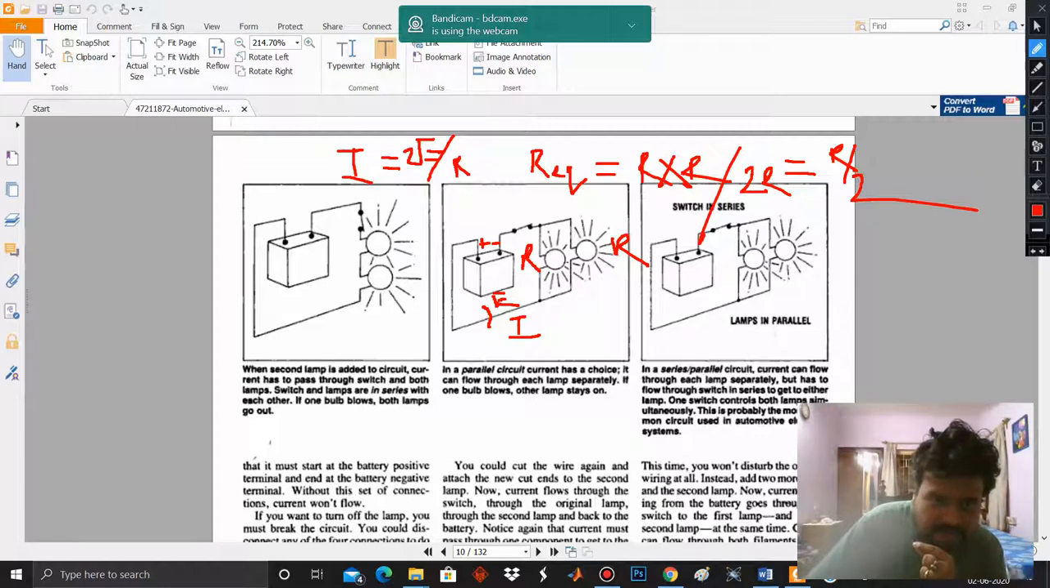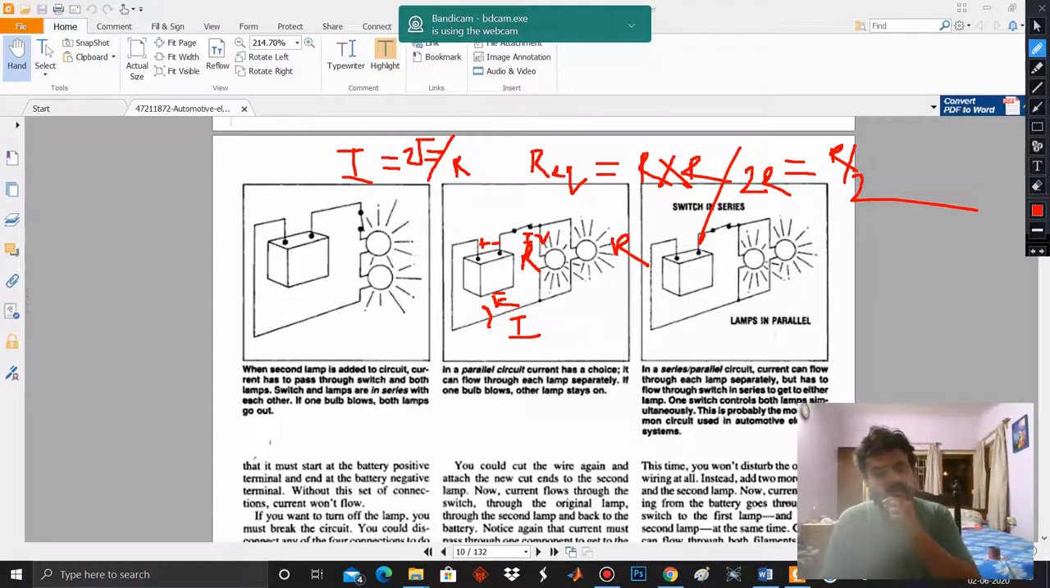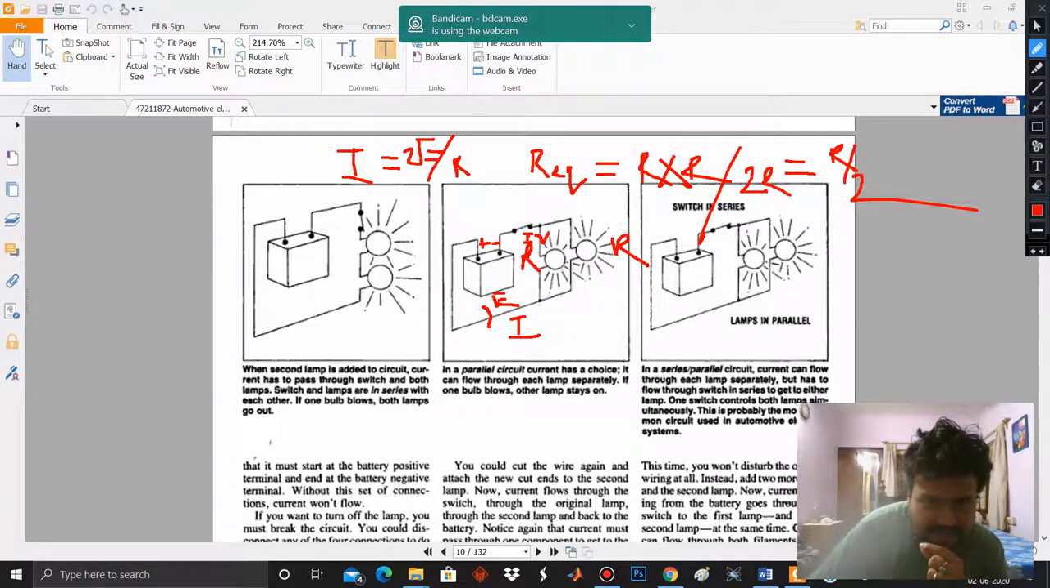So you see, what is the difference? The current through each path in a parallel circuit is more than the current in a series circuit. The current is different because of the resistance. Here, if you see, the total current is I over here. So I will be equal to 2E by R.